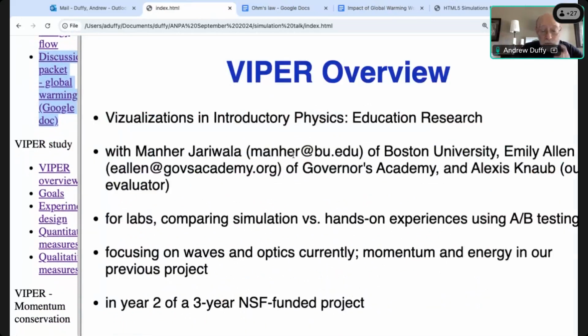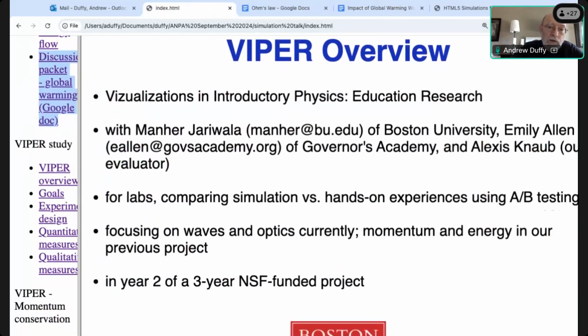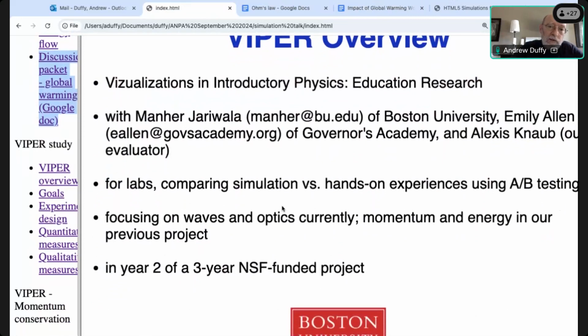I'm working with 2 very good colleagues, Manohar Jarawala, with whom I am at Boston University, and Emily Allen, who is now a physics teacher. She runs the science program at Governor's Academy, a private school here in Massachusetts. We've been working together for quite a few years. We do things like this: we say this set of students is going to get a simulation-based lab, and this set of students is going to get a hands-on lab, and then we compare outcomes. Basically, we really haven't found any real difference between those groups.